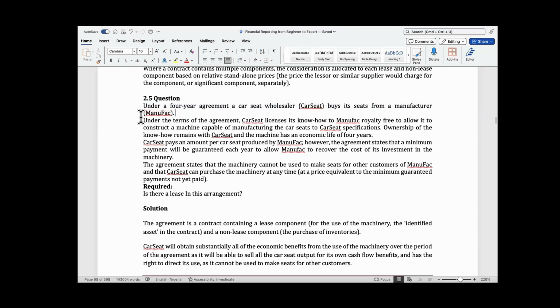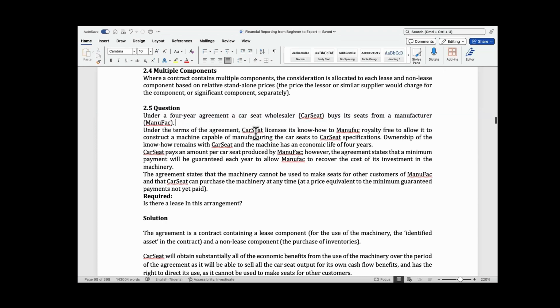He now said that under the terms of the agreement, Car Seat licenses its know-how to Manufac royalty-free, to allow it to construct a machine capable of manufacturing the car seat to Car Seat's specification. Who can explain this sentence to us? Who can interpret this sentence?